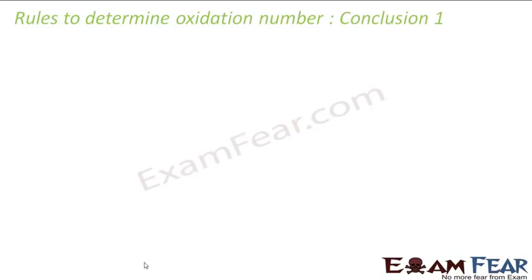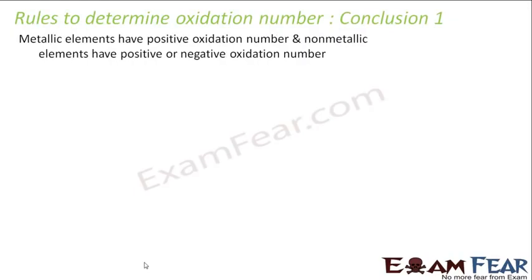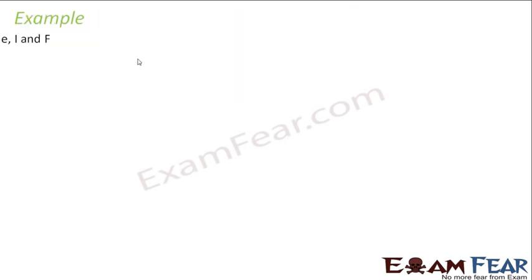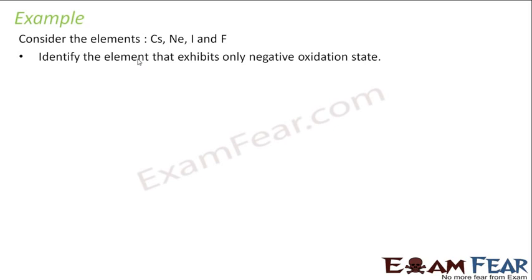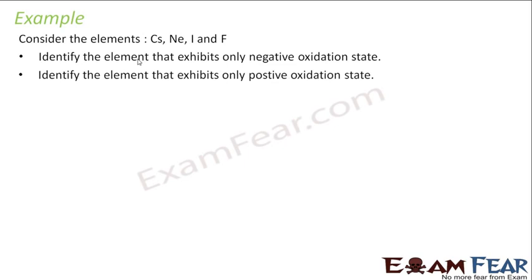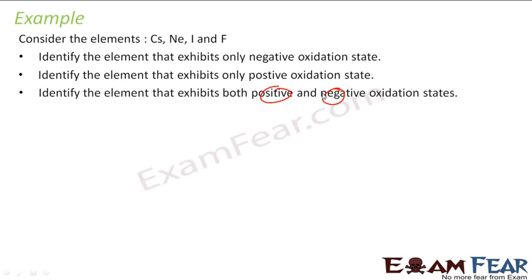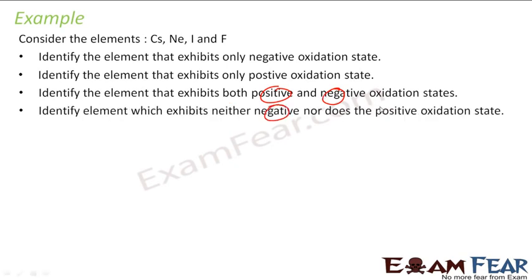So there were two conclusions we had drawn for the rules to determine the oxidation number, right? The first one was that metallic elements have positive oxidation numbers and non-metallic elements have positive or negative oxidation numbers. This is something we can see from the table also. Now we'll take some examples. We have three elements Cs, Ne, and I and F. Here we have to find the element that exhibits only negative oxidation state, the one that exhibits only positive oxidation state, the one that exhibits both positive and negative, and the one which exhibits neither negative nor positive.